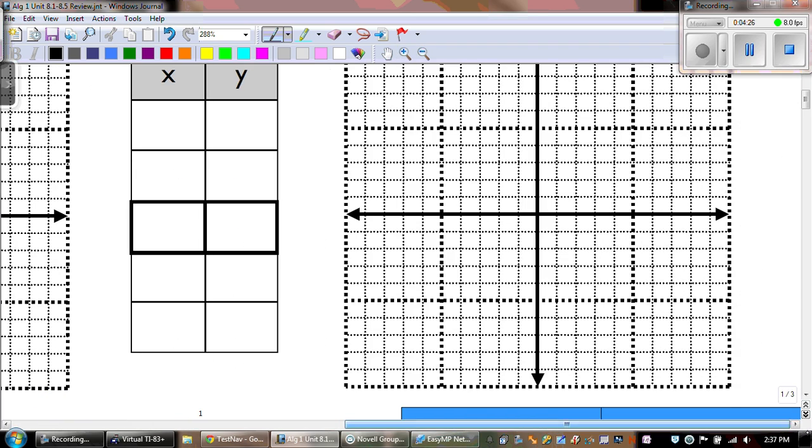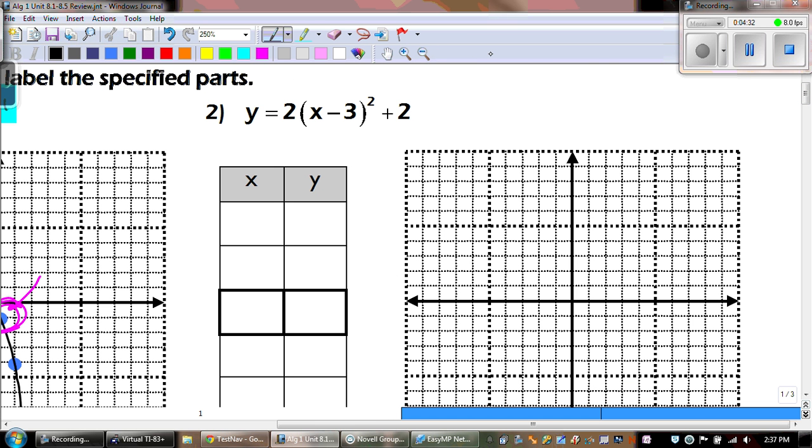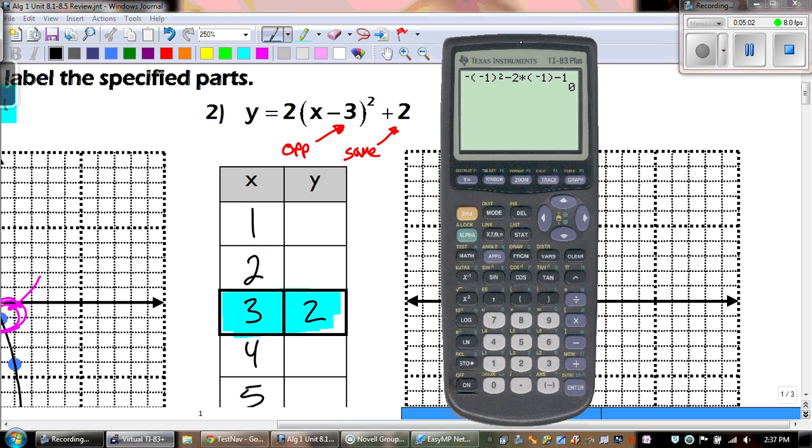All right, let's look at number 2. What is our vertex? Remember, in vertex form, which is what this is in, we take the opposite of what's inside, and this number stays the same. So my vertex for this one is positive 3, 2. And then the same thing, we go 2 up and 2 down. Now, I will do one of these together. Let's just do the first one.